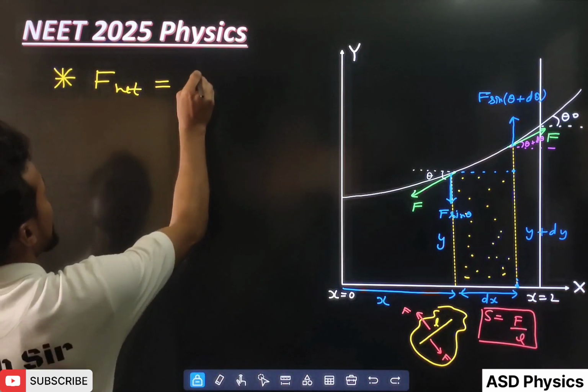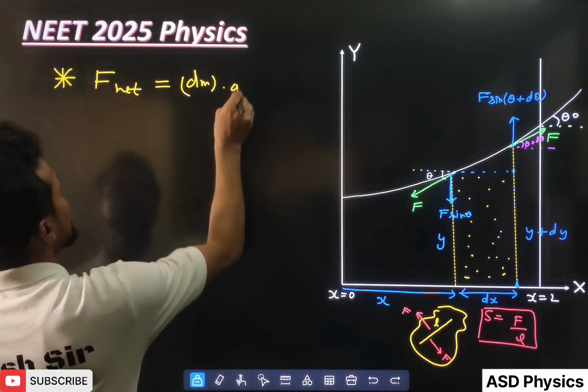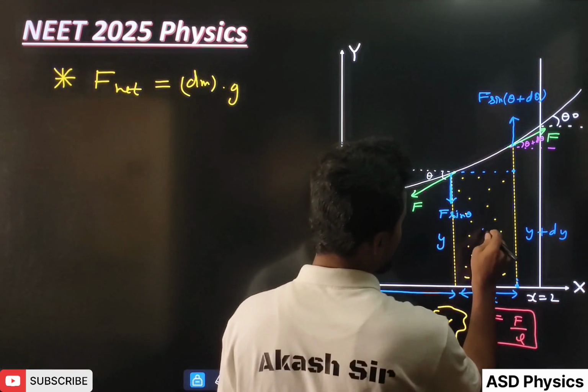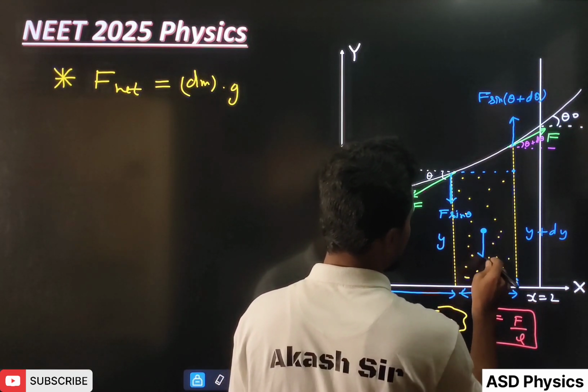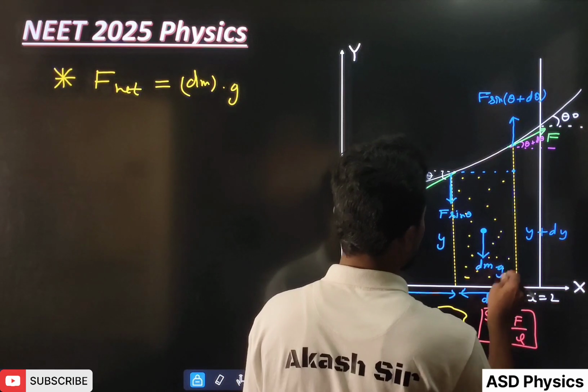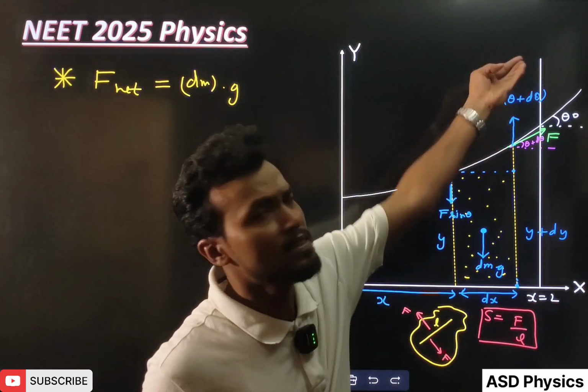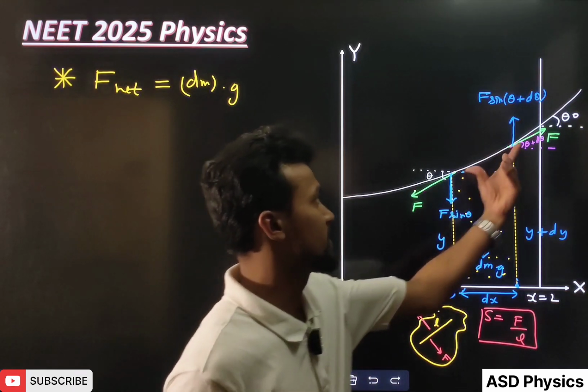This much column I have taken here. So weight means I can write here, kindly see very well, dm into g. Now students, if I take this mass here, the weight will act in this direction, dm into g. So because of the net upward force, this liquid is rising here, is it?